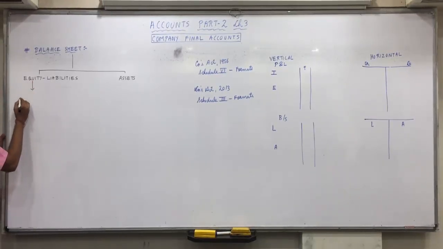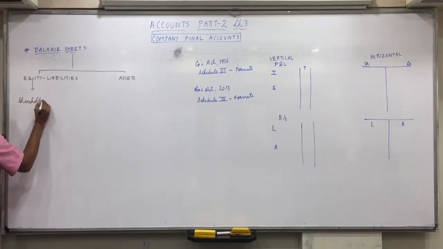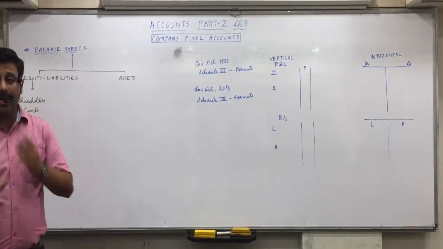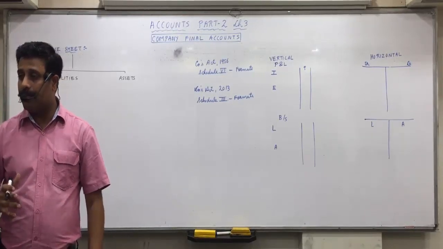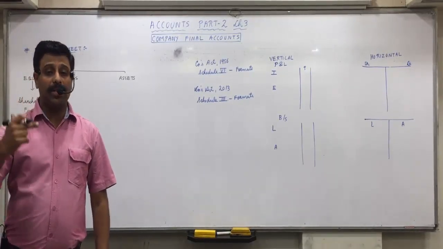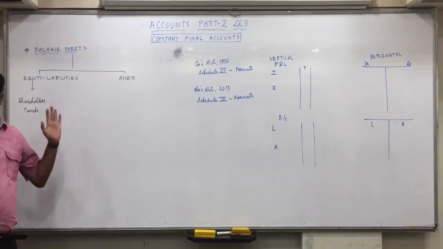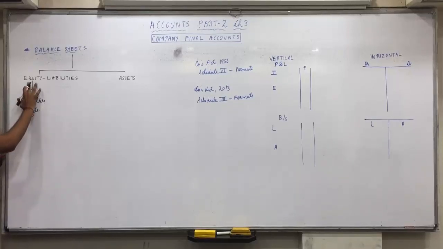Equity will particularly include shareholders' funds. As I said, what is equity? Owners' money in the business. Who are the owners of a joint stock company? Shareholders. So equity means shareholders' funds. You all remember this?